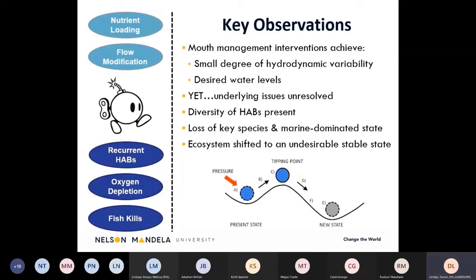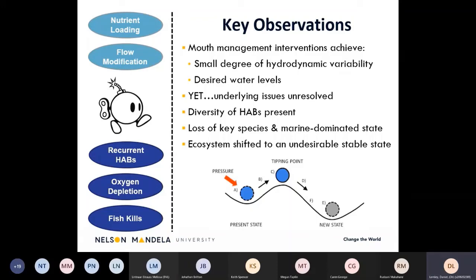So some of the key observations: the mouth management interventions that currently occur help with a small degree of hydrodynamic variability, but as you saw from one of the first slides, quite often those breaching events don't actually cause any tidal exchange. It simply empties the estuary, it closes again, and then it all just starts happening again. So we're stuck in a bit of a catch-22.